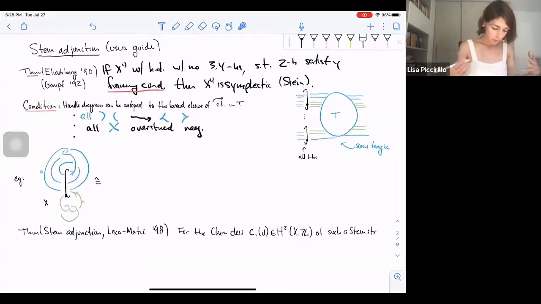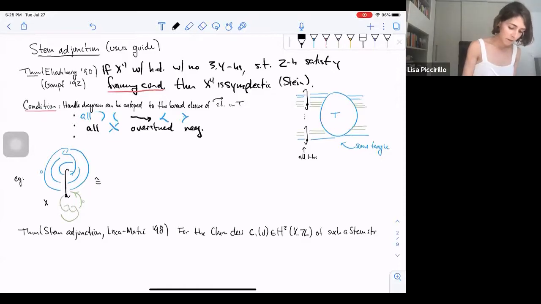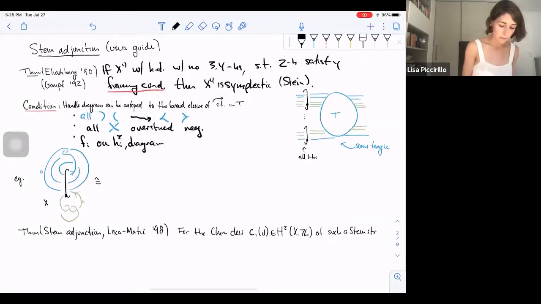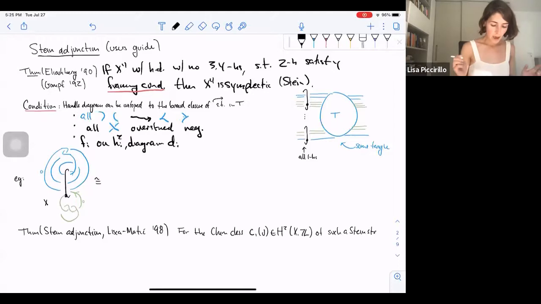And now the real condition, the thing you might not always be able to arrange for, is that if you look at the framing, F_i, on your ith 2 handle, and by the way, your ith 2 handle is represented by a curve in your diagram, which we'll call d_i, then what you need to have is that the framing had better be the writhe of the curve minus the number of left cusps minus 1.